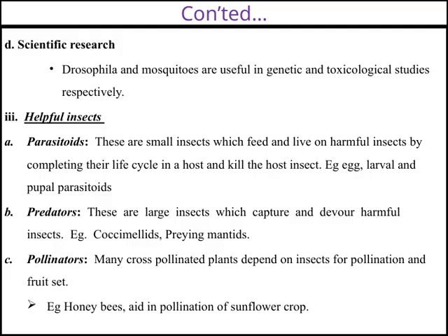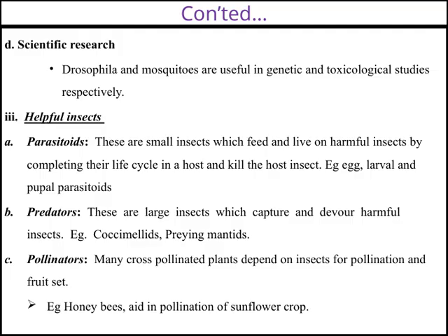Moving on to helpful insects, there are some fascinating roles they play in our ecosystems. Parasitoids are small insects that lay their eggs on or inside harmful insects. As they develop, they eventually kill the host insect. You can think of them as natural pest controllers. Examples include egg, larval, and pupal parasitoids. Then we have predators like ladybugs and praying mantids. These larger insects actively hunt and consume harmful pests, helping us keep pest populations in check naturally.